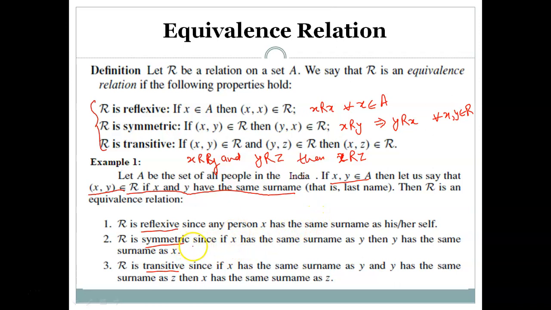Now, if we are considering two persons having the same surname, that means x has the same surname as y, then definitely y will have the same surname as that of x. So the symmetric property holds. Similarly, the transitive property: if a person x has the same surname as y and y has the same surname as z, then definitely x will have the same surname as z. So the transitive property also holds. All these requirements are satisfied here, so we can say such a relation is an equivalence relation.